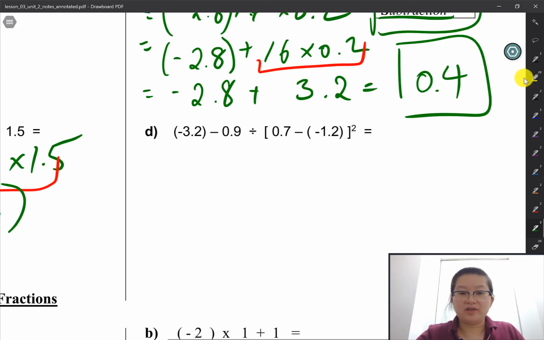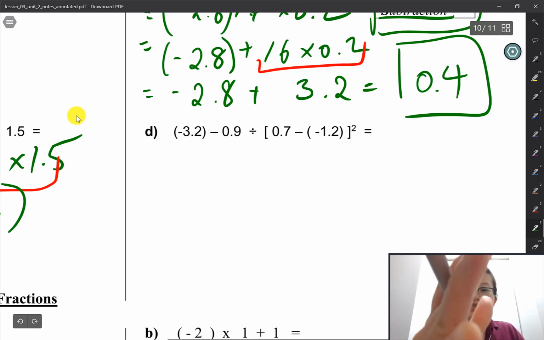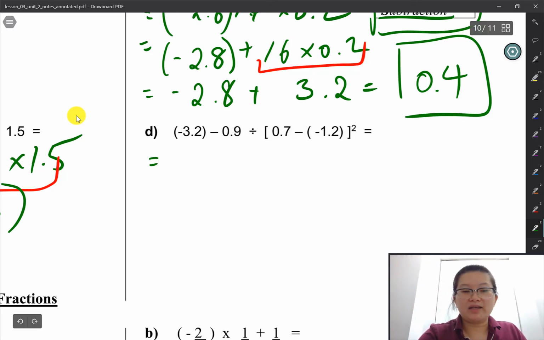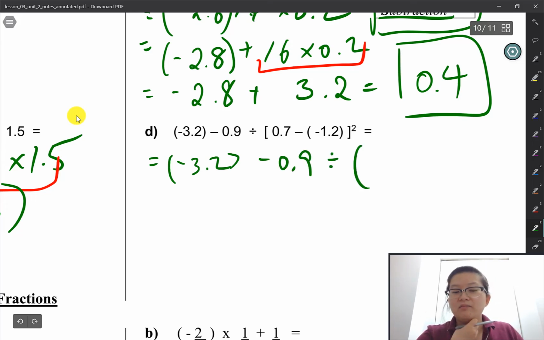Just be careful, there's some brackets here. You got to do that before your exponents. Also a good time to pause the video and try this yourself. Okay, so doing the brackets first while keeping everything else the same. I have 0.7 minus negative 1.2. I have two negatives. That's the same as me adding the two numbers. 0.7 plus 1.2 is going to give me 1.9.